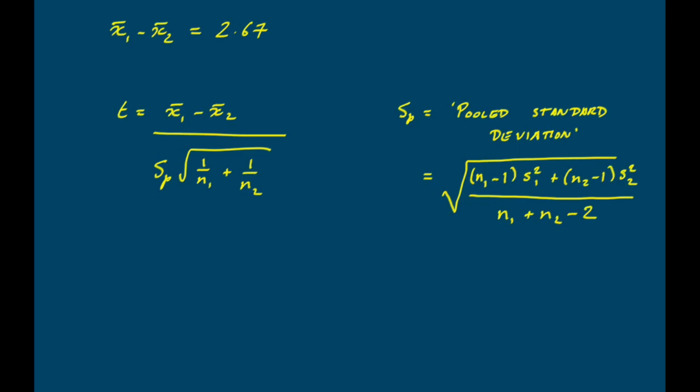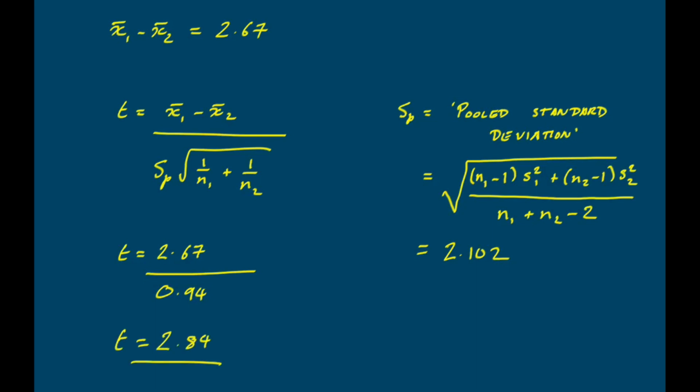If we plug the numbers that we've already calculated for our samples into that formula, we get a pooled standard deviation of 2.102, and we can then plug that back into our formula for t, and what we get is that t is equal to 2.67 divided by 0.94, and that means that t, our test statistic, is equal to 2.84. So we know that our test statistic t is equal to 2.84.